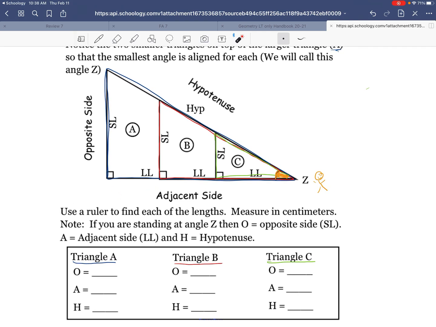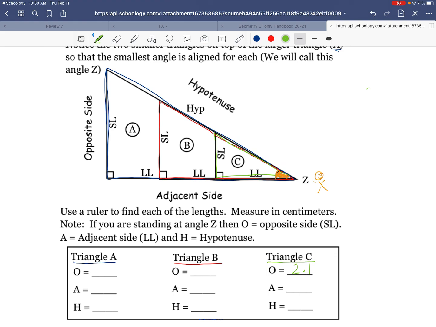Let me do triangle C with you, and then you can find the other measurements using a ruler. So let's do triangle C. Place a ruler down. We want to find the opposite side for angle Z. We're standing at Z. The opposite side is this length. Find that length in centimeters. And I will as well. You should get that is about 2.1.